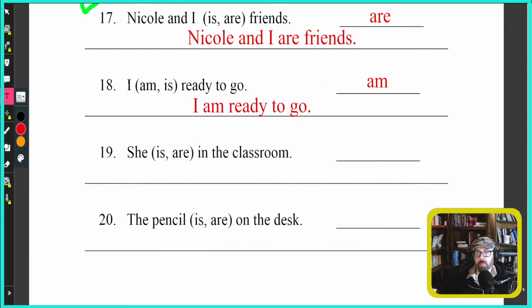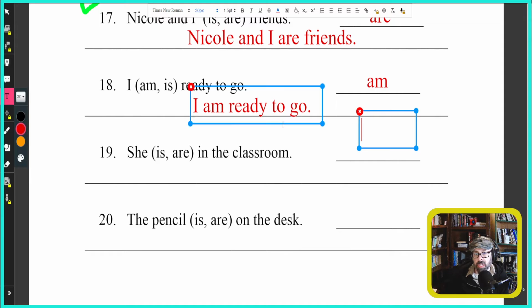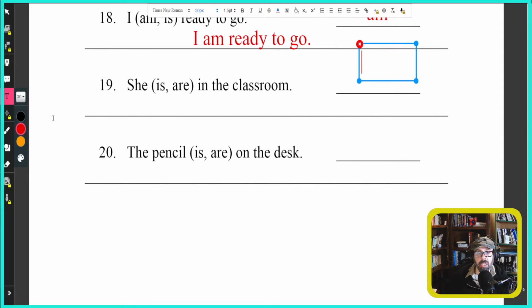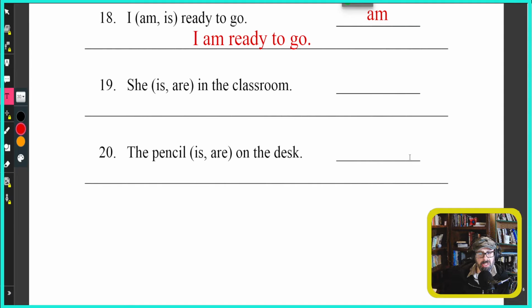Okay, and remember, it's the combination of I and am. Pronoun I, verb to be, am only. Only those two go together. Okay, always. Okay. 19. She is or are in the classroom?